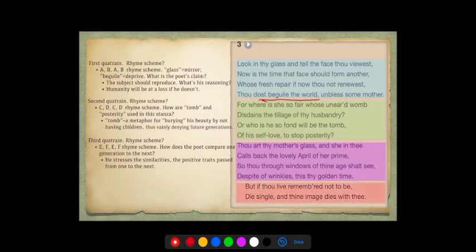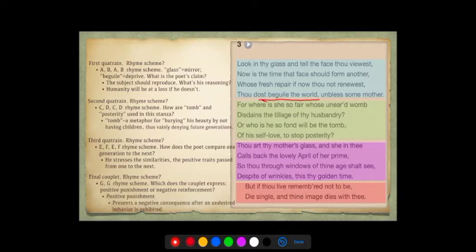And then we go to the final quatrain with the main theme, the main meaning of the whole piece. And which does the couplet express? Positive punishment, because he's saying basically there is a negative consequence after an undesired behavior is exhibited. Here, the undesired behavior is not having kids. What's the negative consequence? His image, or all that he represents, could even be on your physical beauty, perhaps, but at the very least, his physical beauty is gone and not regenerated with a new generation. And there you have number 3.